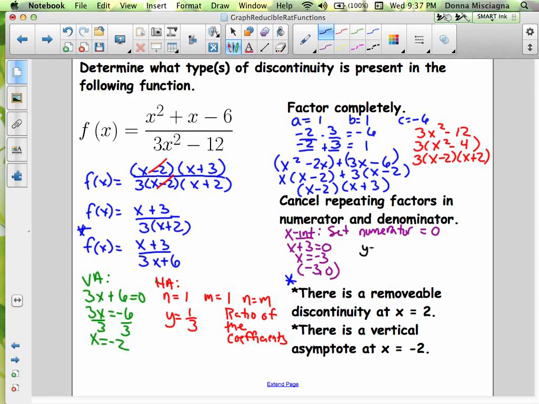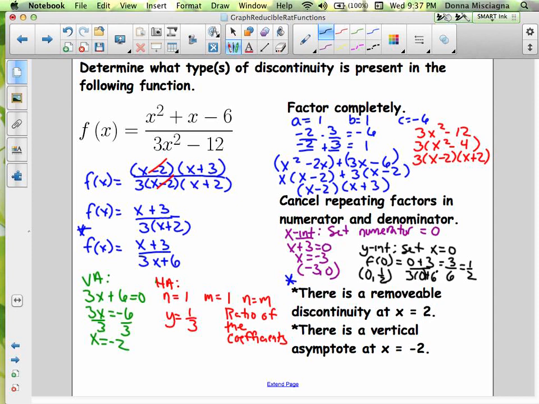So for the y-intercept, set x equal to 0. So if we set x equal to 0, we have f(0) equals (0 plus 3) divided by (3 times 0 plus 6). Oops, missing my parentheses there. So that would just be 3 over 6, or 1/2. So the y-intercept is (0, 1/2).